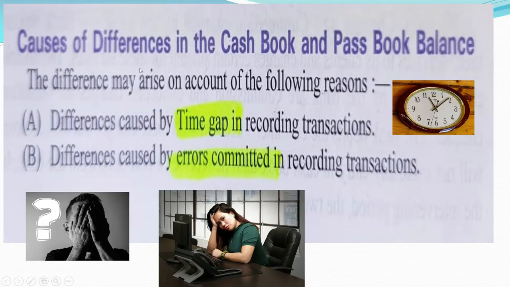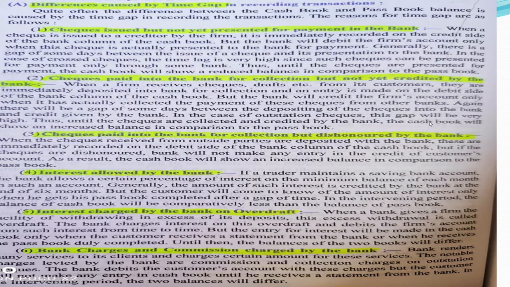Now you must know the causes of difference between cash book and passbook balance. There are two causes. One is time gap and another one is error committed in recording transactions. Maybe banker has not recorded, or it may be the accountant of the entrepreneur has not recorded. And time gap, suppose the entry has been recorded in the bank column of cash book but it doesn't get recorded in the passbook. Or sometimes it may be possible that transaction has been recorded in the passbook but has not been recorded in cash book because of the time gap. So let's see one by one.